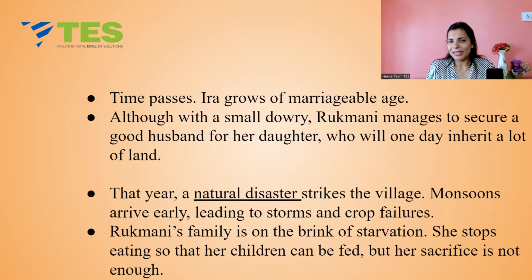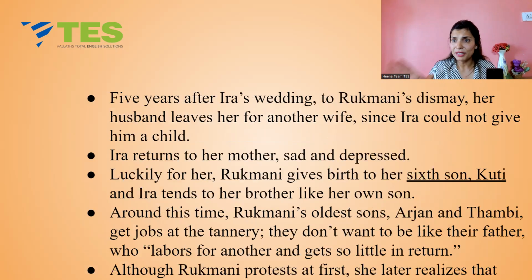Now, what happens? That year, a natural disaster strikes the village. Monsoons arrive early, leading to storms and crop failure. Rukmani's family is on the brink of starvation. She stops eating so that her children can be fed, but her sacrifice is not enough. She has stopped eating, but she has so many mouths to feed. You know, they don't have food on the table. The prices of the things have gone up. They don't have money left. Monsoons have come early. All the crop is gone. It's a very tough time.